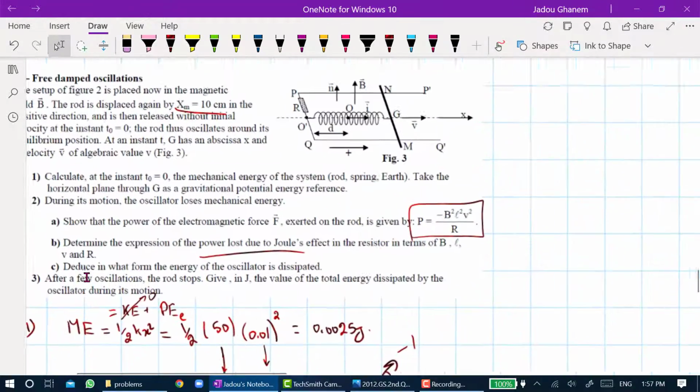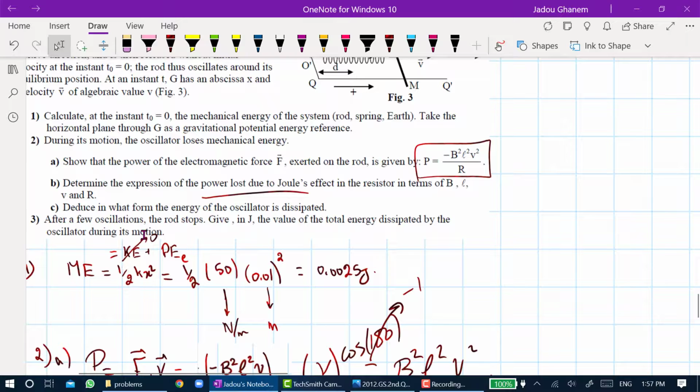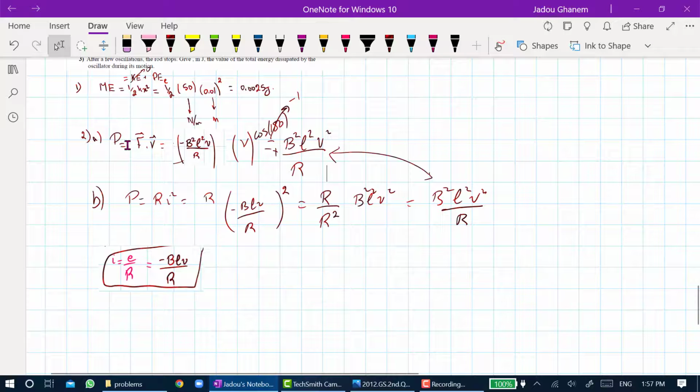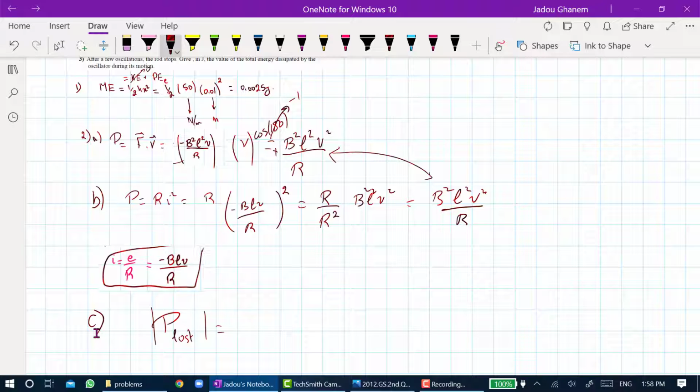Let's go to part C. In part C, deduce in what form of energy the energy of the oscillator is dissipated. As you can see, all the energy provided by the force is lost as heat energy in the resistor. So in part C, we can just say the power of the energy lost as thermal energy due to Joule's effect will be equal to the power provided by the Laplace force. Therefore, the mechanical energy is transformed into heat energy in this resistor, so nothing is used here.